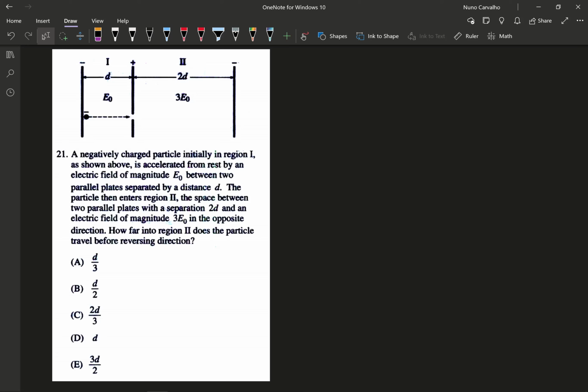Number 21, we're told that a negatively charged particle initially in region 1, as shown above, is accelerated from rest by an electric field of magnitude E between two parallel plates separated by distance D. The particle then enters region 2, the space between two parallel plates with a separation 2D and an electric field of magnitude 3E in the opposite direction. How far into region 2 does the particle travel before reversing direction?